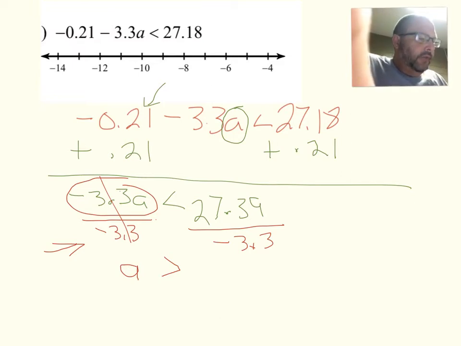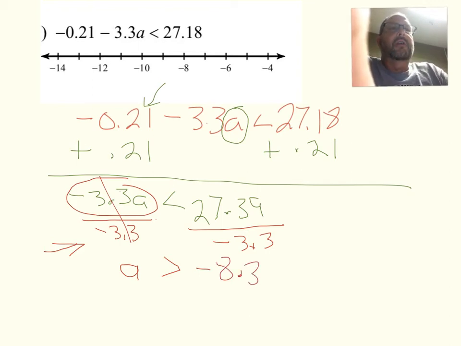All right, so carefully turn your calculator on. 27.39. I have entered that correctly. Divided by -3.3, and I've entered that correctly. I hit the enter button, and I get -8.3.